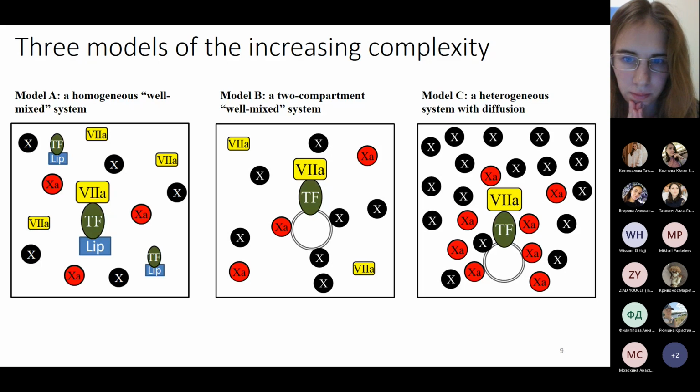There is a question from Anastasia. Please, Anastasia. Yeah, thank you. I had a question here. On the third picture, you have factor 10 activated in the volume, in the solution. I would like to ask what the mechanism is. Factor 10 binds to the membrane, then it activates, and then it is released back to the solution?